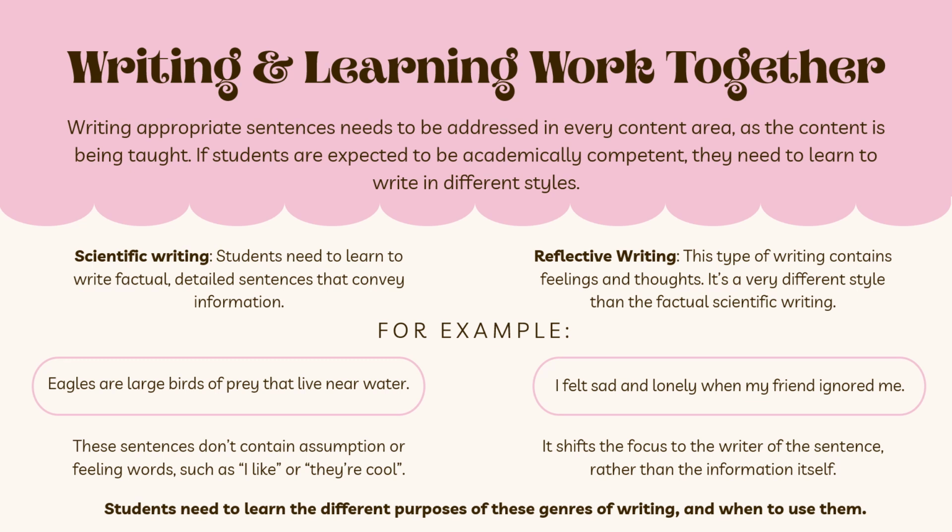So the example of a scientific sentence that I have is, eagles are large birds of prey that live near water. The example for reflective writing: I felt sad and lonely when my friend ignored me. Now, scientific sentences don't contain assumption or feeling words such as I like or they're cool. For the reflective writing, it shifts the focus to the writer of the sentence rather than the information itself.